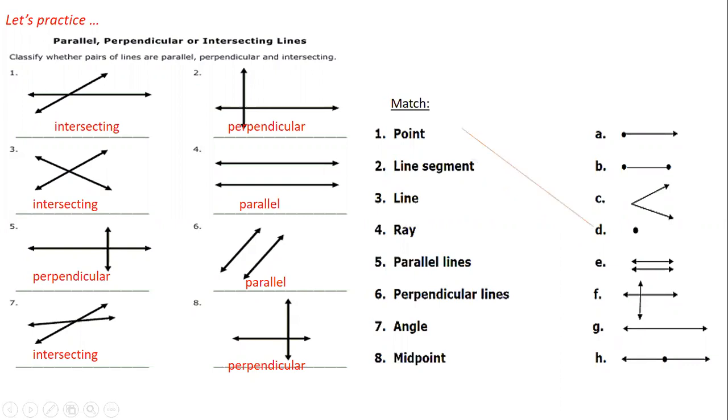Can you tell me, Zainab, also what is a line segment? Which one is a line segment? B. Yes, because it has two ending points. Thank you, Zainab. Now I want to ask Leia.